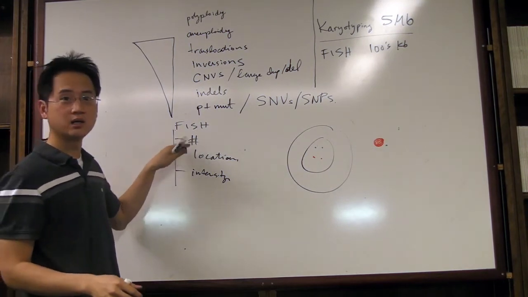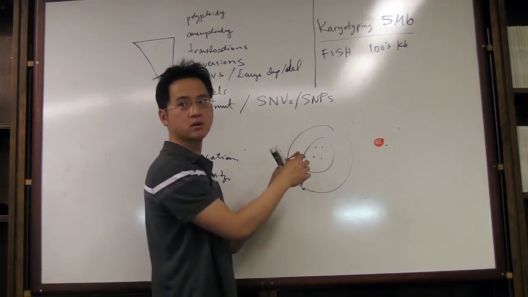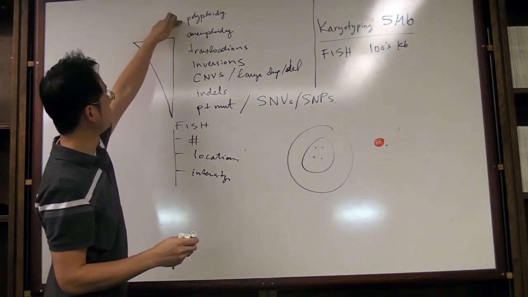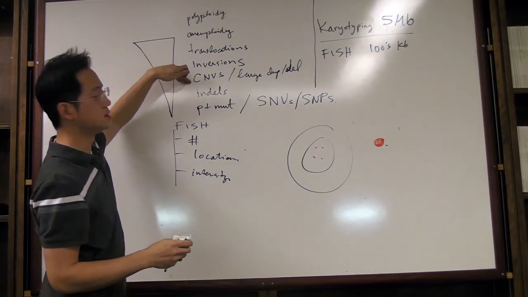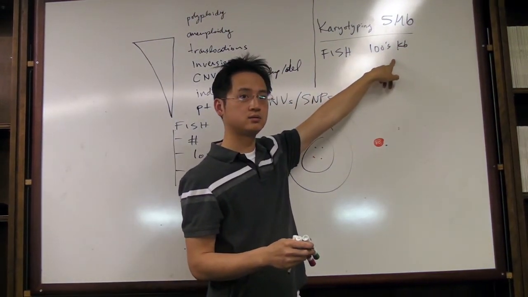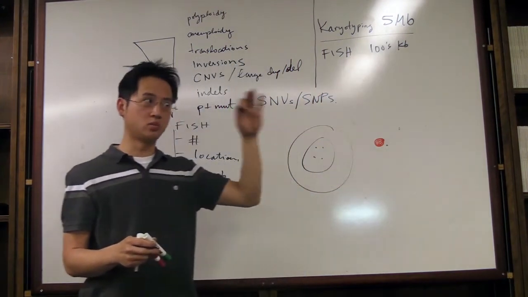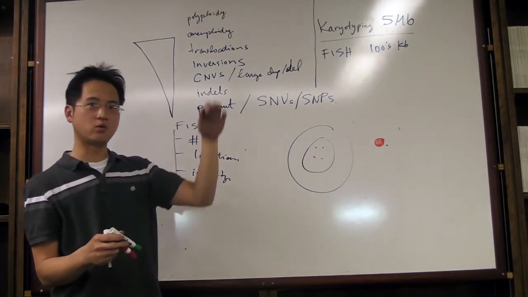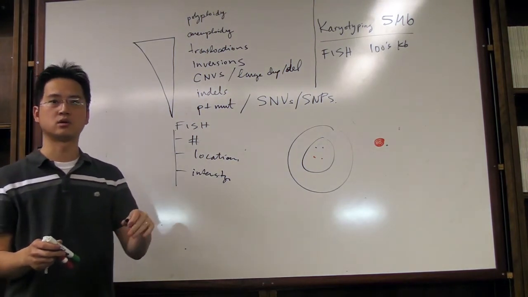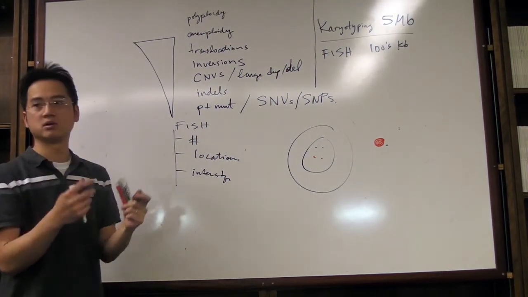Number is easy, right? I just need to count how many greens and how many reds there are, and therefore I should be able to detect polyploidy, aneuploidy, and CNVs, down to hundreds of thousands of kilobases. A very good improvement, right, from karyotyping. Now we've gone down to an order and a half of magnitude better in terms of resolution.